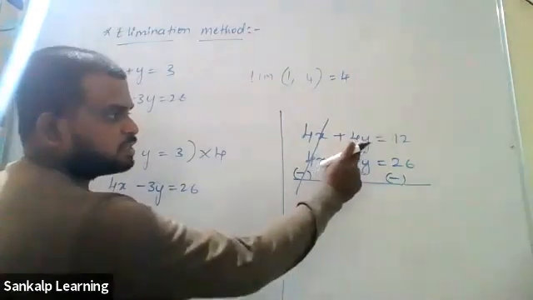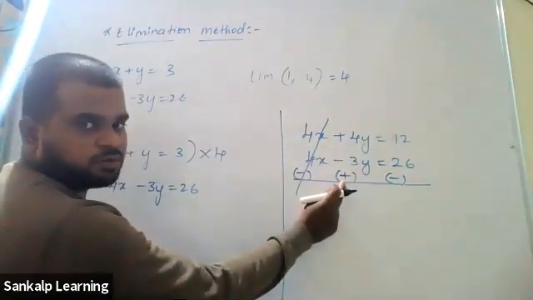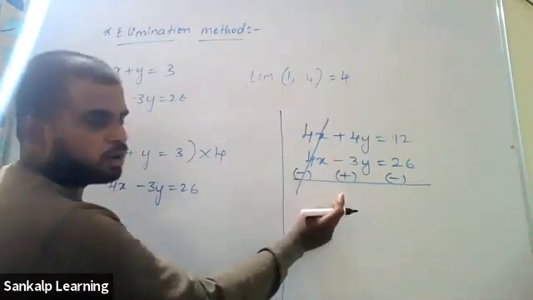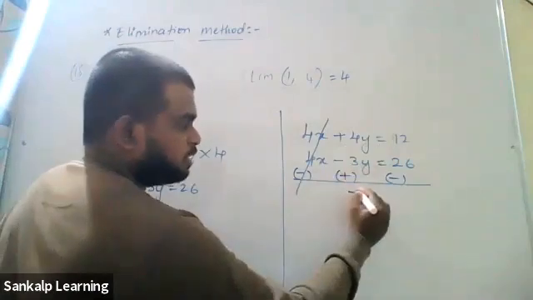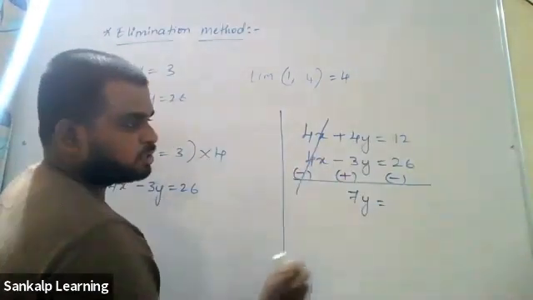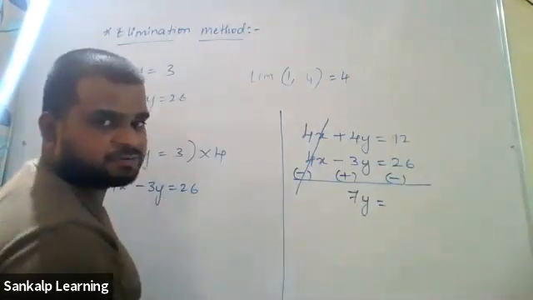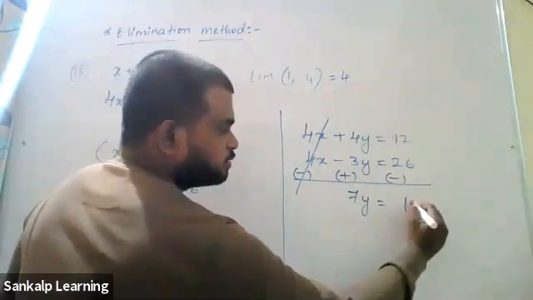Now observe, this number has got a positive sign. This number has also got a positive sign. You have to check the new one, not the old one. Okay. So both are positive. You must add it. 4y plus 3y is 7y. Now observe here, this number has got a positive sign, but this number has got a negative sign. Opposite signs, you have to subtract it. 26 minus 12 is 14.